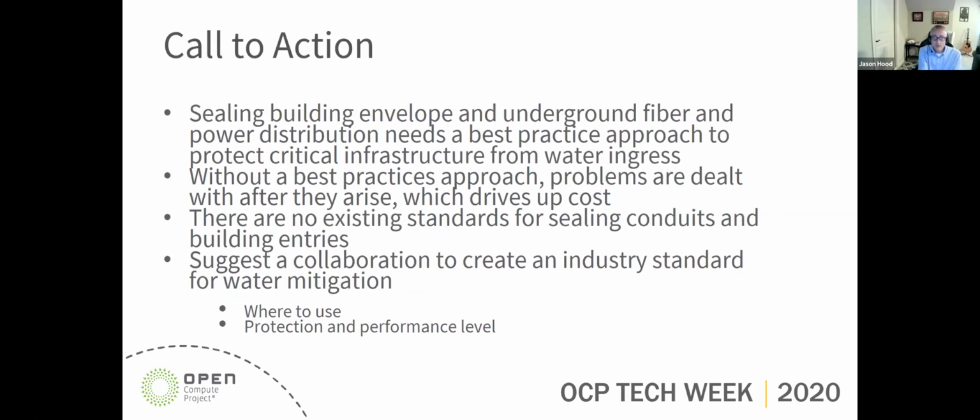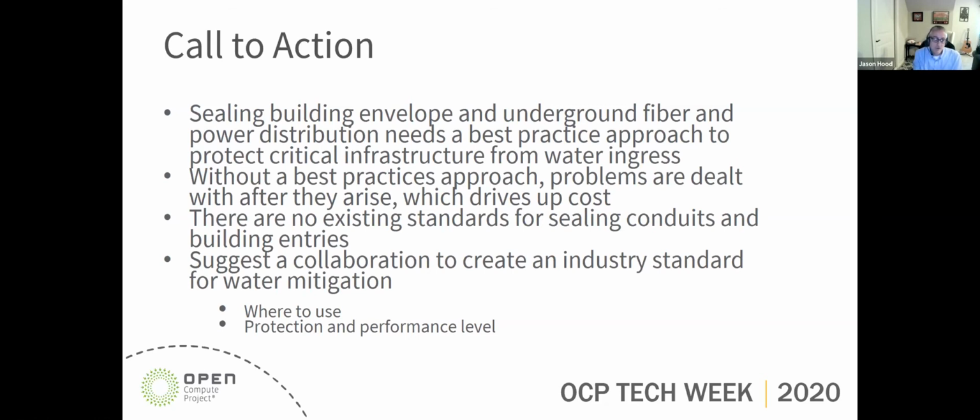So what is the call to action? Again, just to reiterate, there is no standard for the building envelope. How do you seal the building envelope? How do you seal underground fiber and power distribution? At this point, this is usually left up to an engineering firm designing the solution or recommending it to the operator. We're finding that a lot of times it's the operators that are having the problems, and then they come to us after it's reached a critical point.